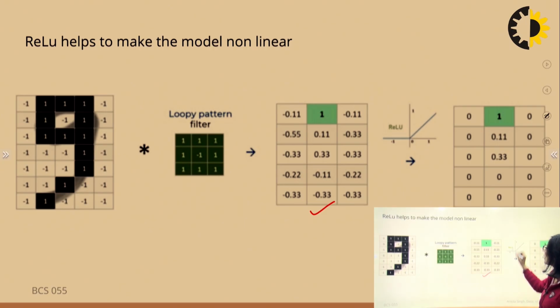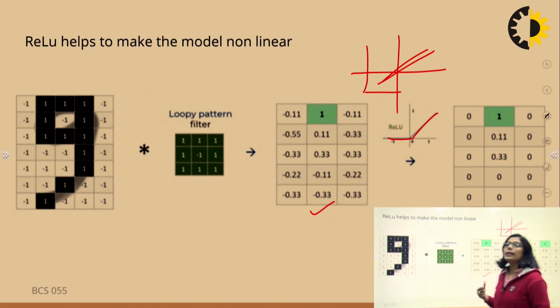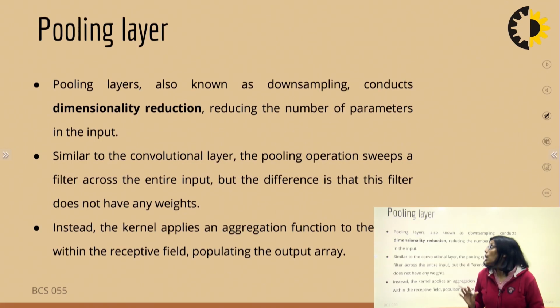Earlier my function was like this. Now my function is like this. So here I have observed a non-linearity. Here 1 is present and all these negative values have gone to 0. That is how ReLU is used to make the model non-linear. Now the next layer is your pooling layer. The first one was your convolution layer.